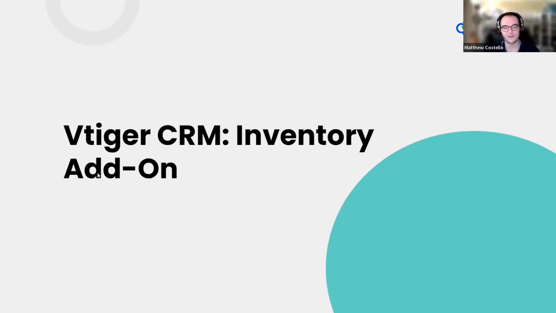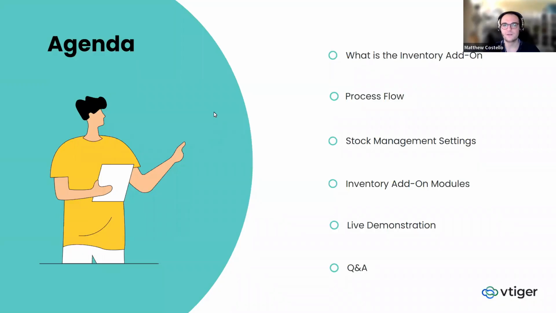It can really help build out your inventory management in the system beyond what's currently possible without the add-on available. So let's get started and jump into the agenda here real quick. Here's what we'll be discussing today. I'll first be going over what is the inventory add-on itself. I'll then jump into the recommended process flow for using the inventory add-on alongside the existing modules and features that are already available in the CRM for inventory management.